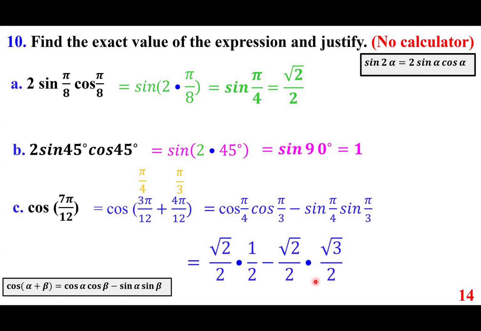As you can see, the denominator is 4 for both cases. So this is square root of 2, minus square root of 6 in the numerator. Square root of 2 minus square root of 6 over 4. Just for the sake of argument, you notice this is a negative value. And 6 pi over 12 is pi over 2, so 7 pi over 12 puts you in the second quadrant where cosine is negative.